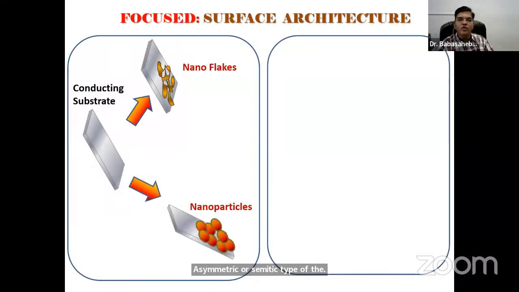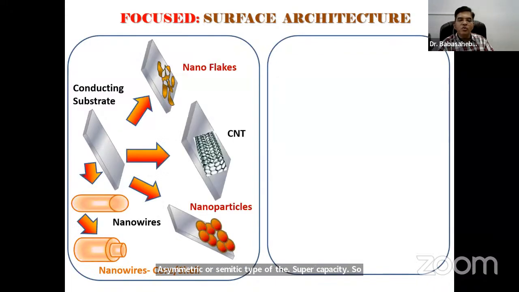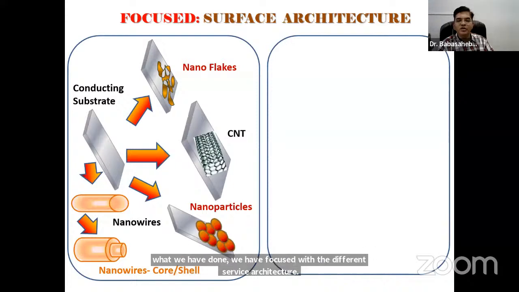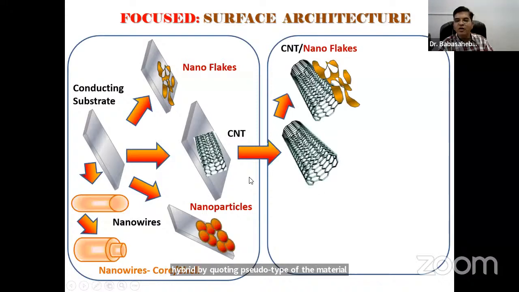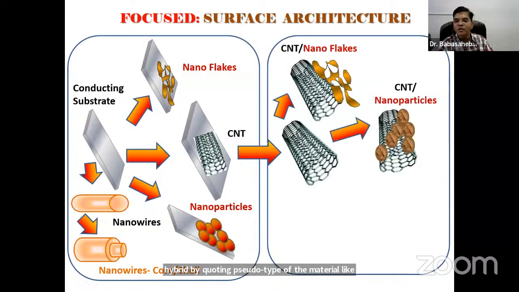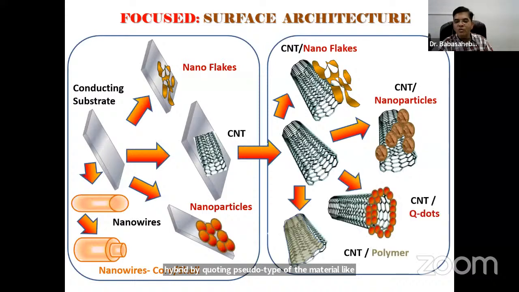So what we have done is focus on different surface architectures. We have taken stainless steel as a substrate, which is commercially available in the market. We have coated different types of morphology like nanoflakes, nanoparticles, nanowires, quantum dots, core shell, as well as carbon nanotube on the stainless steel substrate. Since carbon nanotube is EDLC, we thought to make a hybrid by coating pseudo type materials like nanoflakes of metal oxides, metal sulfides or metal chalcogenides, nanoparticles, quantum dots or polymers on the carbon nanotube.